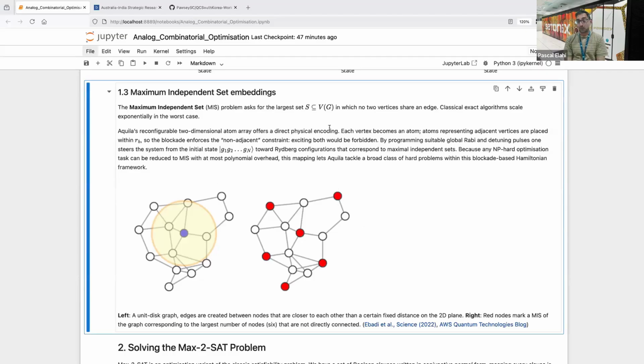The fact that you've got a Rydberg blockade means quite naturally you can get this as a natural outcome of essentially evolving the system, of pulsing the system, going from a bunch of ground states to Rydberg states. And so by programming suitable global Rabi and detuning pulses, one can steer the system from an initial state, that is basically all the ground states, toward a Rydberg configuration that corresponds to the maximum independent sets.